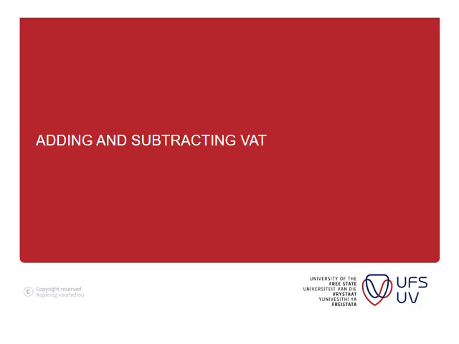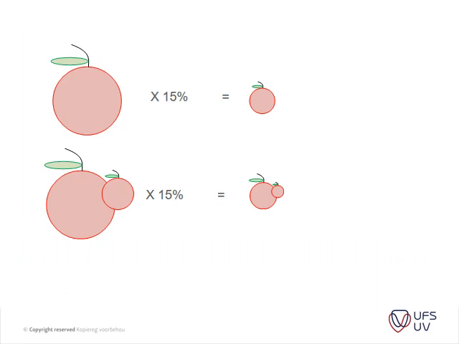Okay, and then I get to a very important thing. I think I did mention it before in one of our lectures, which is how to add VAT and how to subtract VAT. It may seem a very simple thing, but it's actually not that simple, because how do you subtract 15% of an item that already has 15% on it?